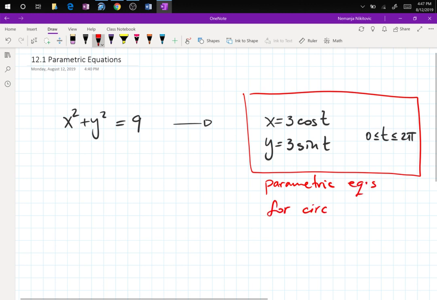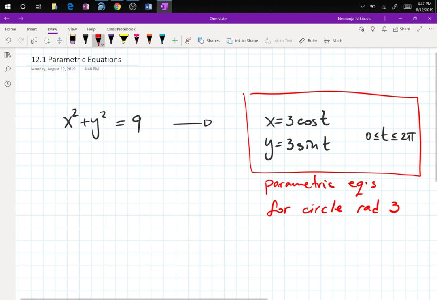For a circle of radius 3, because we know 3 squared is 9 on the other side, right? Now, for circle and ellipse, you memorize these. For the other ones, you can actually find them.